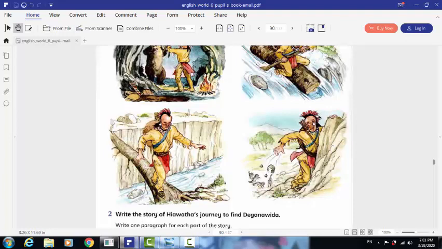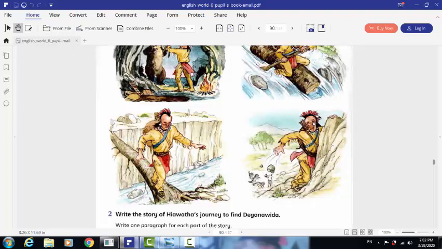Finally, the fourth picture. Later, look at these animals. What animals did Hiawatha see here? He saw wolves. What did the wolves do? They chased after him. What did Hiawatha have to do to escape from the wolves? He had to climb a cliff. This is a cliff. منحدر. Hiawatha had to climb this cliff to escape from the wolves.